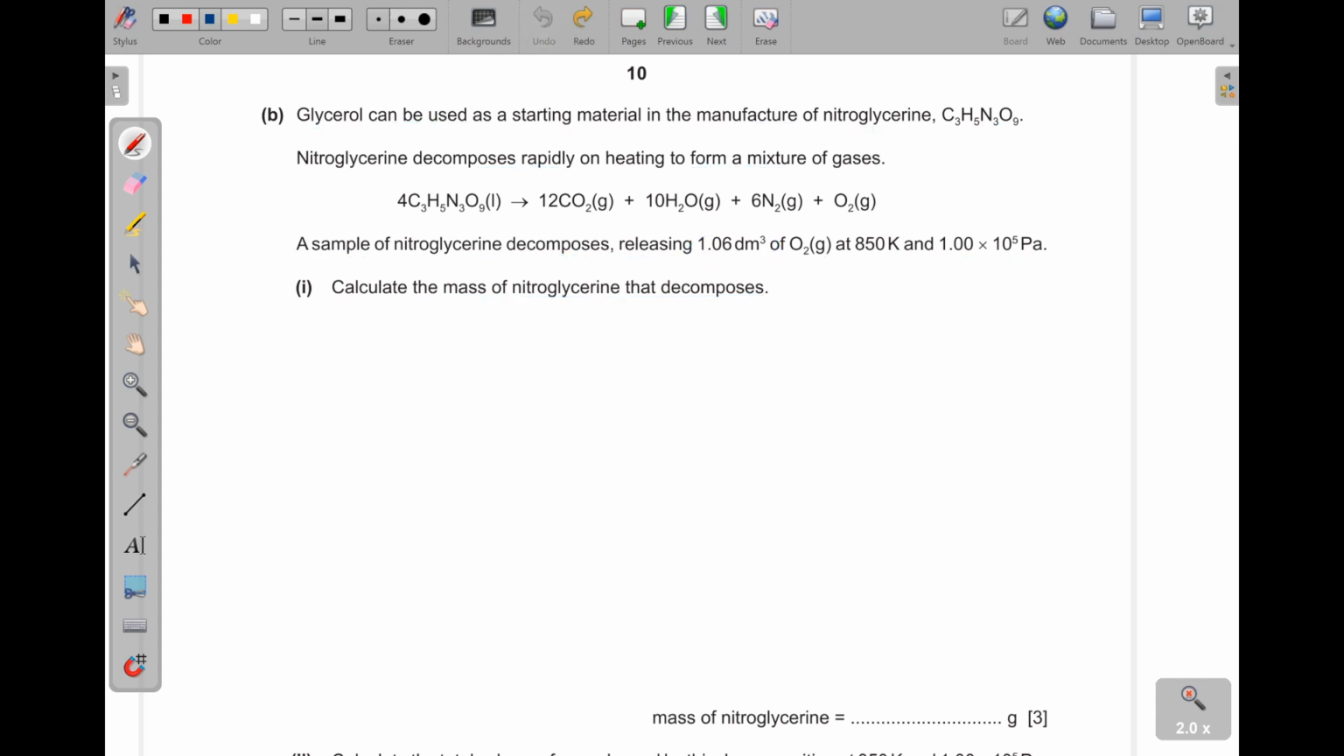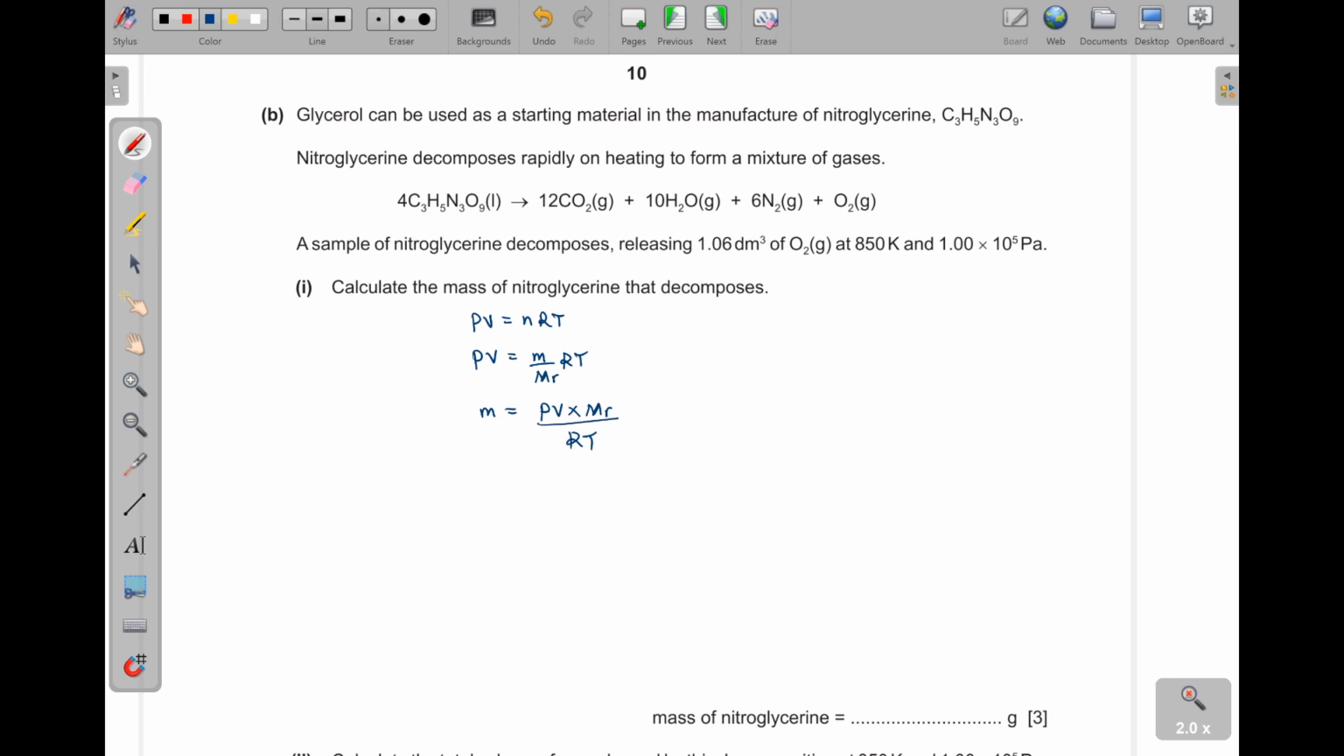So the fact that here gases are being released, we are going to consider the ideal gas equation. So PV is equal to nRT. In this equation, they need mass, so if they need mass, then PV is equal to m over Mr, then RT. So mass is therefore going to be equal to PV times Mr, then we shall divide by RT.